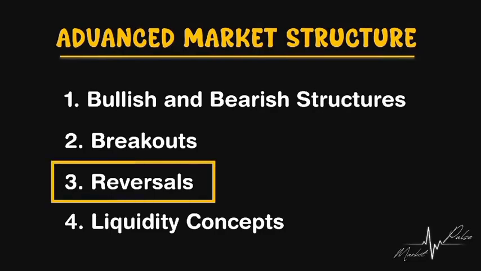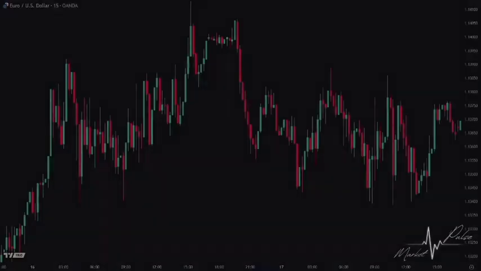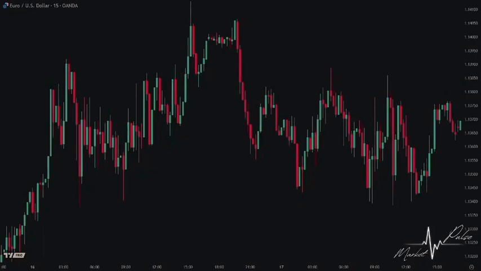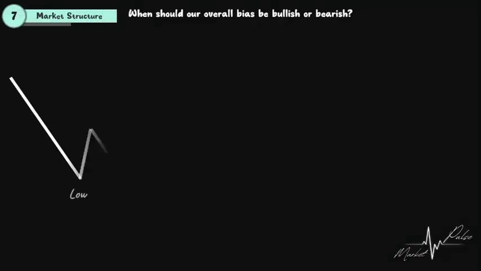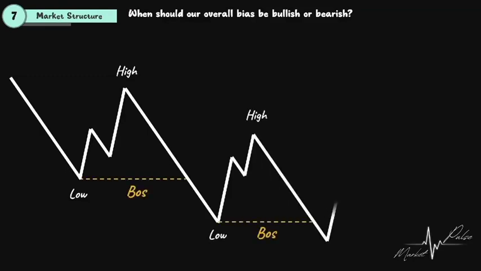We previously mentioned that we have two kinds of market behavior, a trending and a ranging market. Sometimes it's hard to identify the direction of the market, or it feels like the price has been trapped in a box. The subject of the ranging market is out of the scope of this video, so let's focus on when an uptrend turns into a downtrend and vice versa. Or, in essence, when should our overall bias be bullish or bearish?